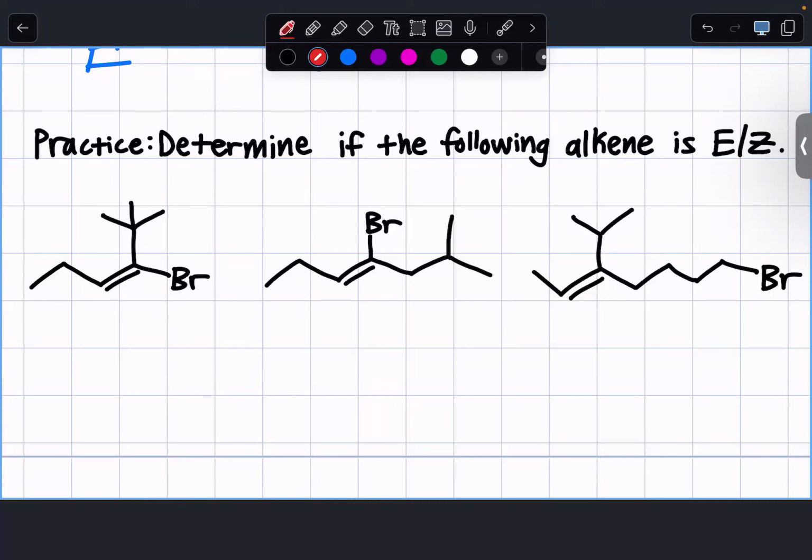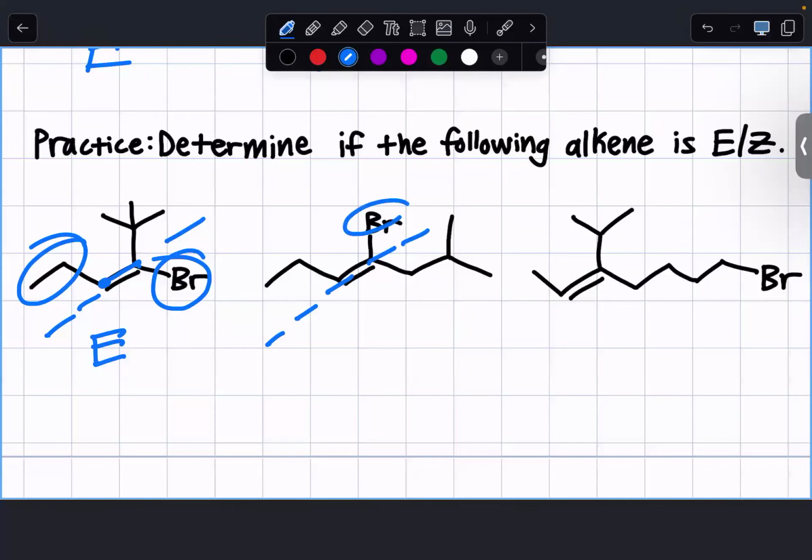What did you guys get for the first one? E? Yes. That's because, focus on this one, the highest priority group there. This one. Bromine has a higher priority than carbon. So that's the highest priority group. Opposite side, E. How about the second one? Z. Yes. Third one?